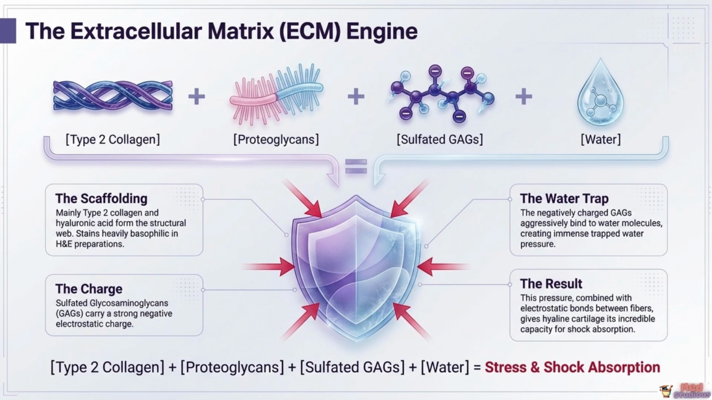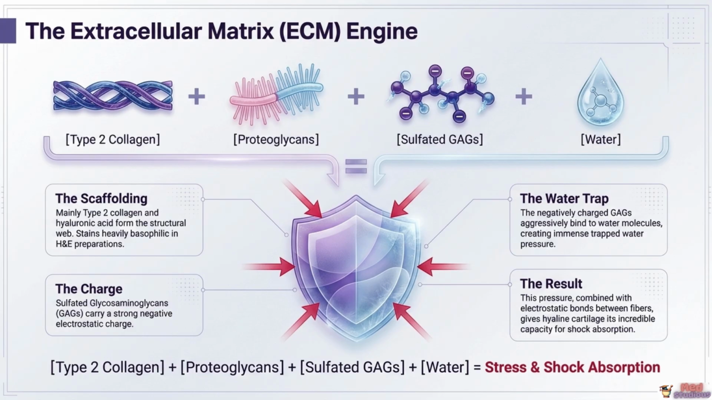The extraordinary mechanical properties of hyaline cartilage, its ability to withstand compression, distribute loads, absorb shock, and recover elastically, are not produced by its cells. They are produced by its extracellular matrix. And the ECM of hyaline cartilage is one of the most elegantly engineered biological materials in existence, with 4 components working in precise molecular concert.